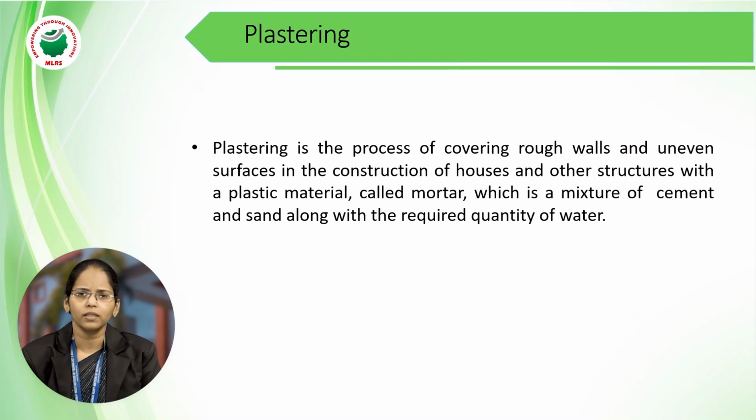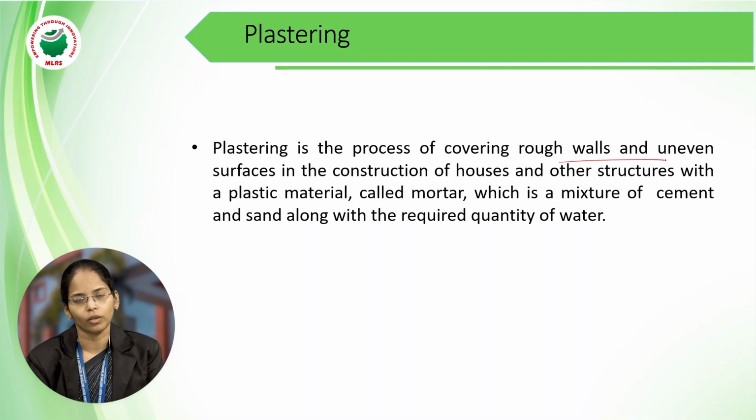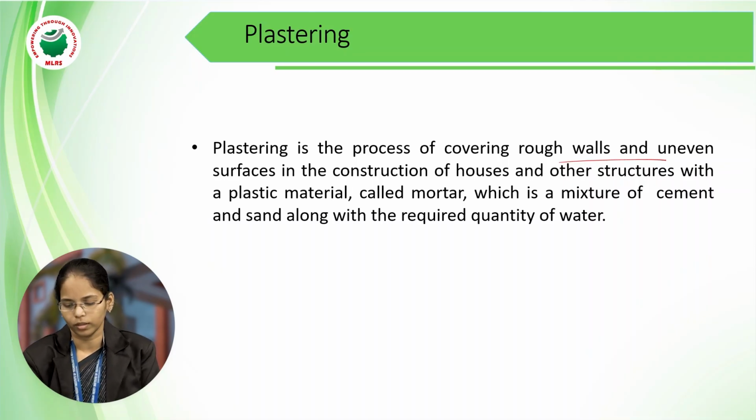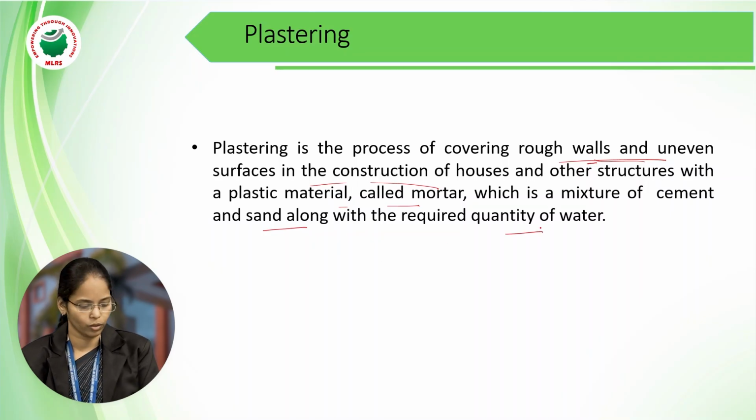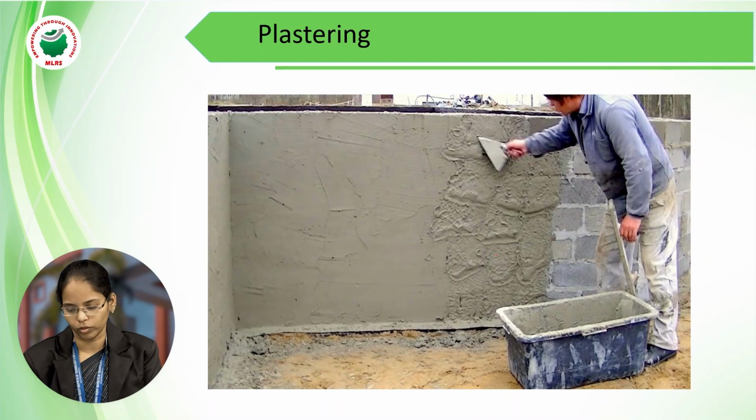Next, plastering. Plastering is the last step in a room, which we use for covering rough walls. To cover the rough walls, we lay concrete, and there may be uneven surfaces for roof and uneven walls. So to make the walls and surfaces even in construction of houses, we use plastering. For any structure we use mortar, which is a mixture of cement and sand. We mix cement and sand with some proportion of water, and we use it for any uneven surfaces of the structure with the required quantity of water.